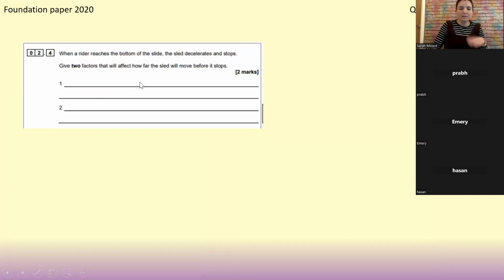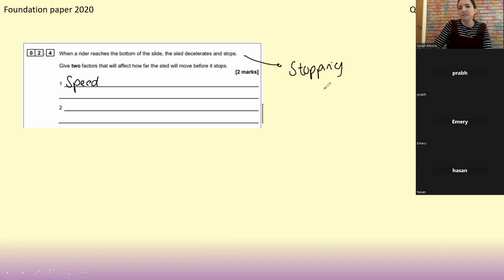Okay, part of the same question. The rider reaches the bottom of the slide. The sled decelerates, that means it slows down, and stops. Give 2 factors that will affect how far the sled will move before it stops. Well, I suppose it's going to depend on the speed it was travelling. The faster it goes, the further it's going to travel. I suppose really this is asking us about stopping distances, which is also part of physics.